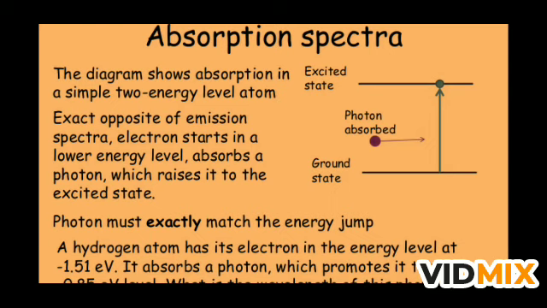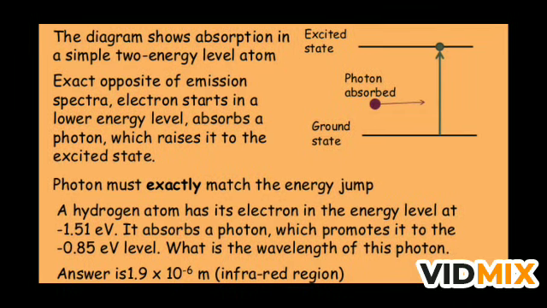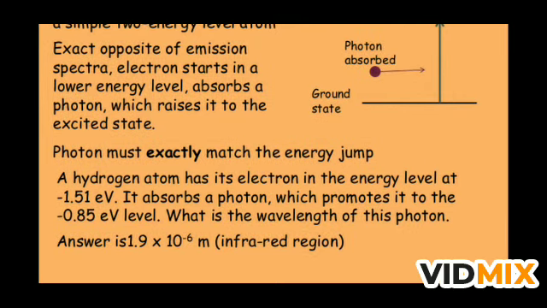The diagram shows absorption of the simple 2 energy level atom. It is the exact opposite of the emission spectra. The electron starts in a lower energy level, absorbs a photon which raises it to the excited state. The photon must exactly match the energy jump.